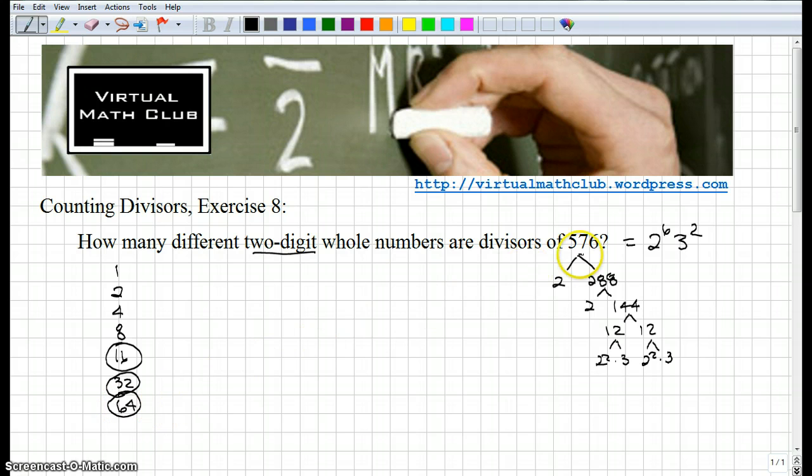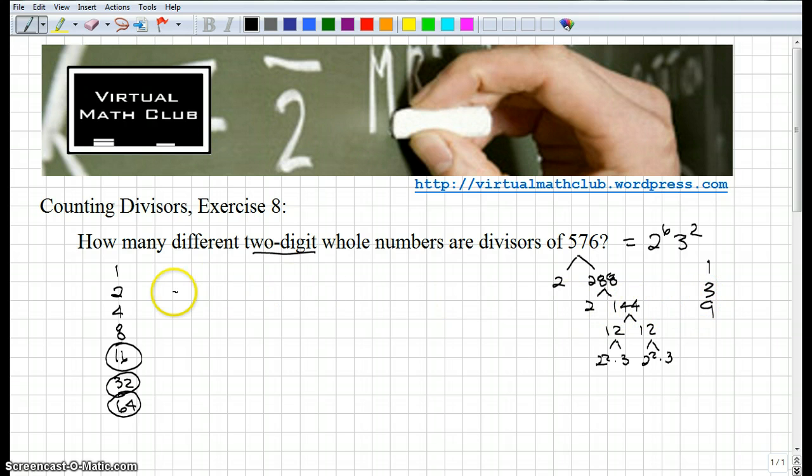Alright, now let's look at the powers of 3. You're going to get 1, you're going to get 3, and you're going to get 9. So none of those are two digits, so we don't have to worry about 3 by itself. So now we need to go through and look at combinations of 2 and 3. Okay, so let's take a look. Let me write it over here: 1, 3, and 9. Those are our options for the powers of 3.